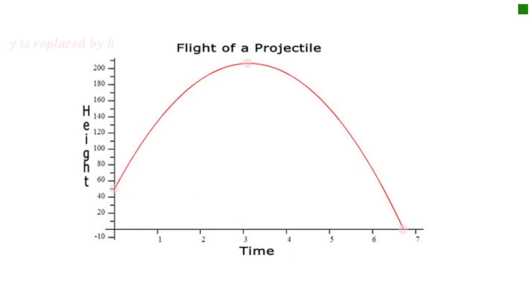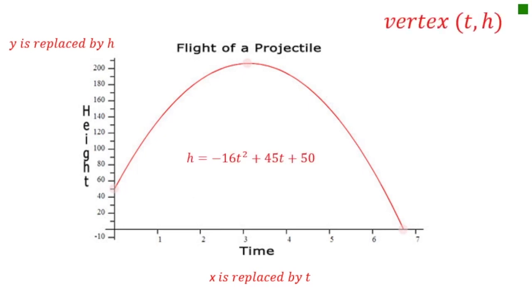Something to notice about projectile motion is that the y is replaced by the height. So you're going to see h instead of y. Also, the x is replaced by a t because the x-axis has to do with time. Therefore, when we think about the vertex in projectile motion, you got to think about the time and the height. In this case, maybe something like 3.1 comma height of 200. That would be the vertex.